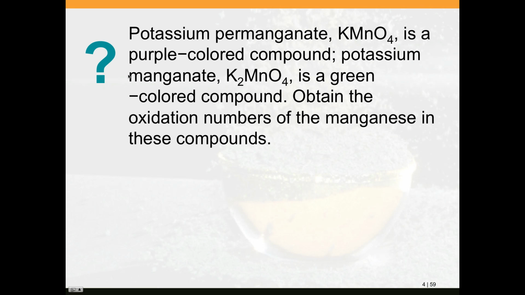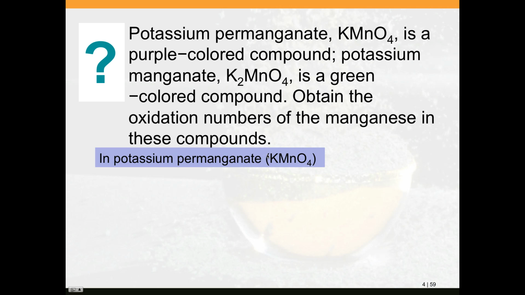Okay, so here's just a quick practice example of assigning oxidation numbers within a compound. So we have 2 different compounds here, potassium permanganate, which is purple, and potassium manganate, which is green. And based on the rules that you just looked at prior to this, you should be able to figure out what the charge is on the manganese atom in each of these compounds.